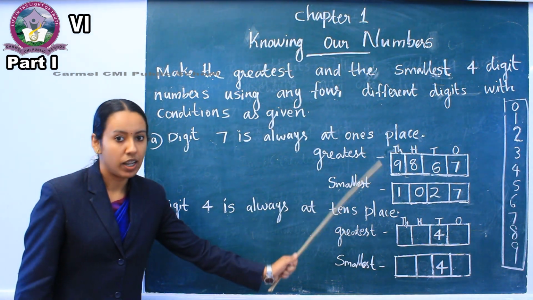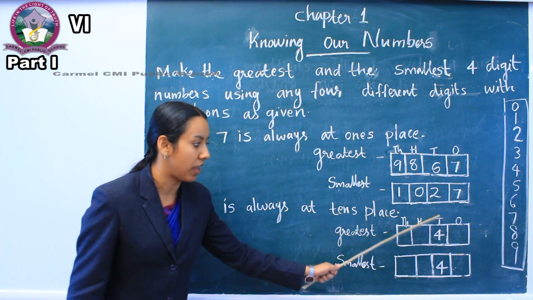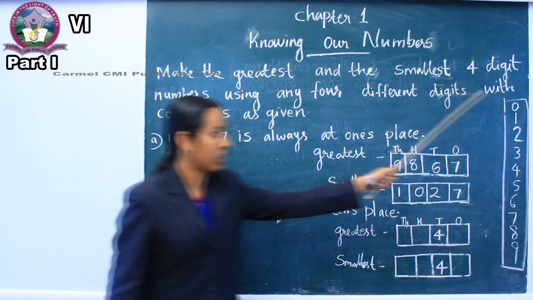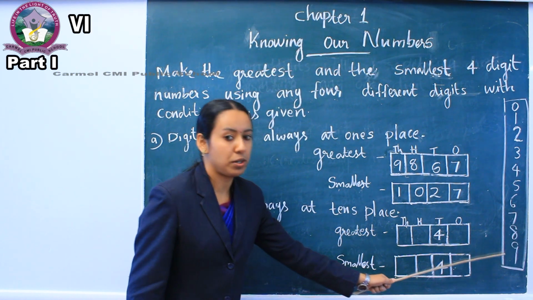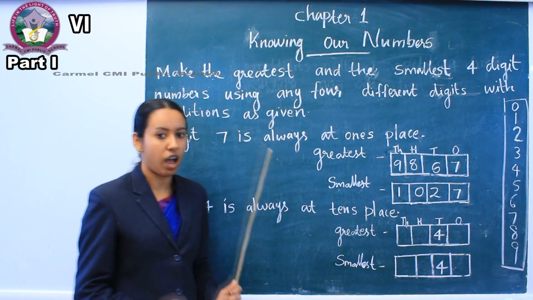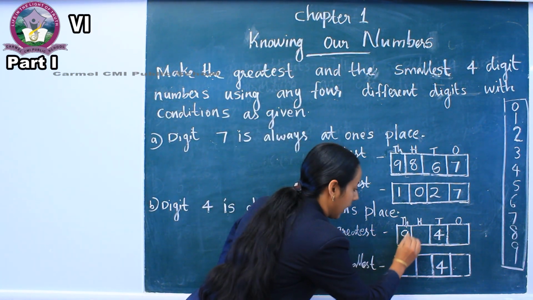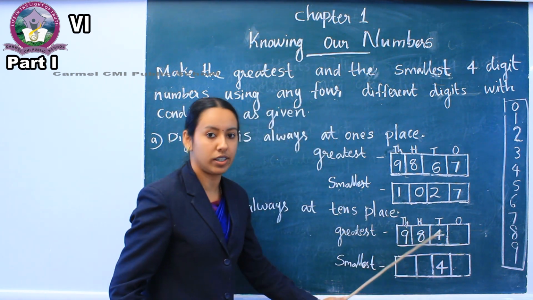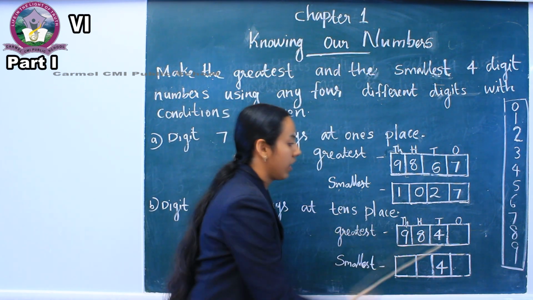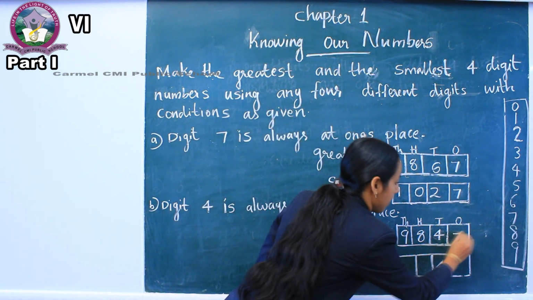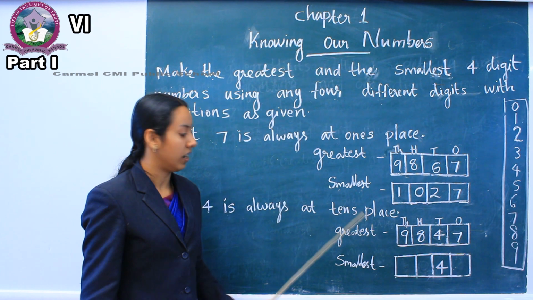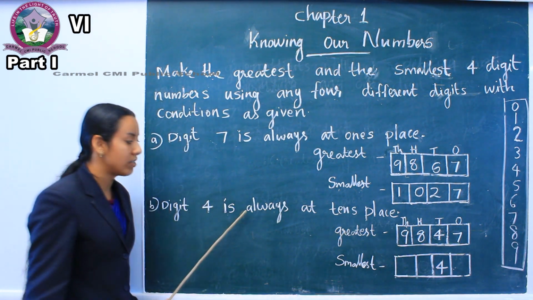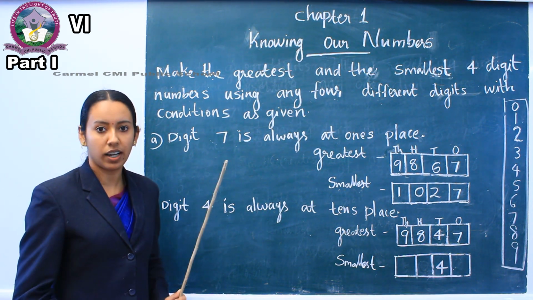Digit 4 is always at the 10's place. This is the 10's place and we have to keep the number greatest 4 digit number as per the condition.